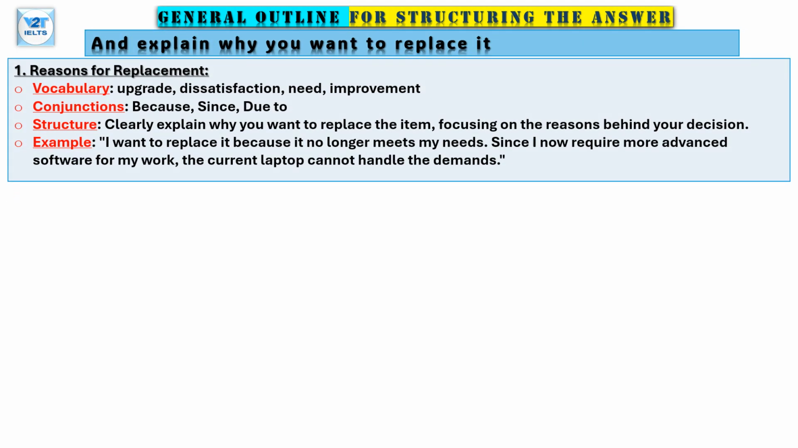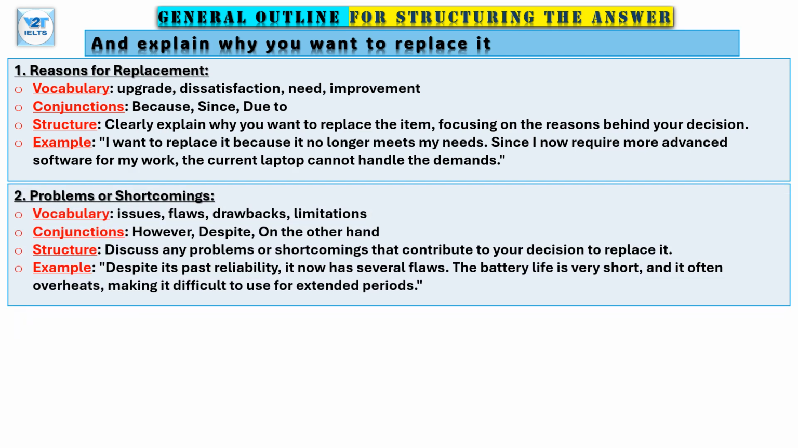And explain why you want to replace it. 1. Reasons for replacement. Vocabulary: upgrade, dissatisfaction, need, improvement. Conjunctions: because, since, due to. Structure: clearly explain why you want to replace the item, focusing on the reasons behind your decision. Example: I want to replace it because it no longer meets my needs. Since I now require more advanced software for my work, the current laptop cannot handle the demands.